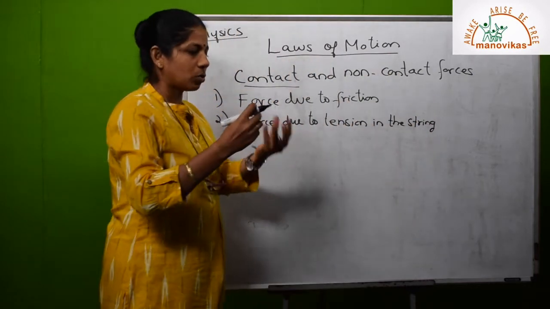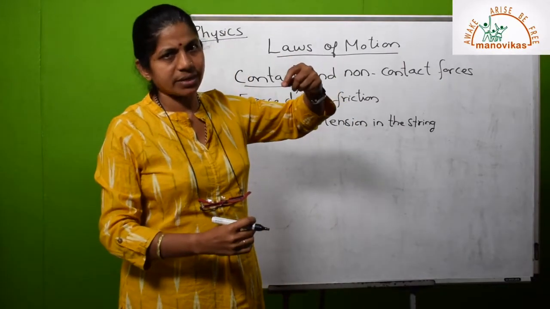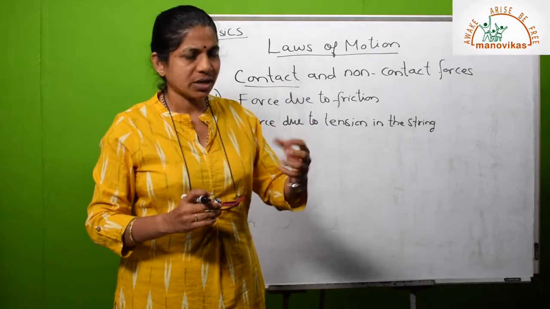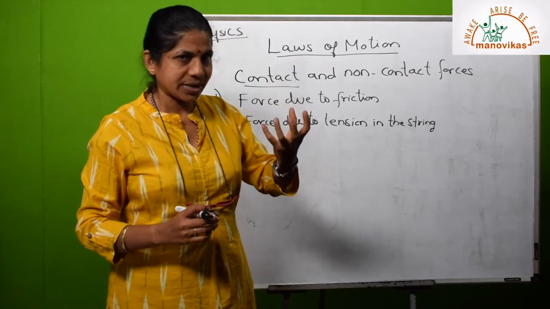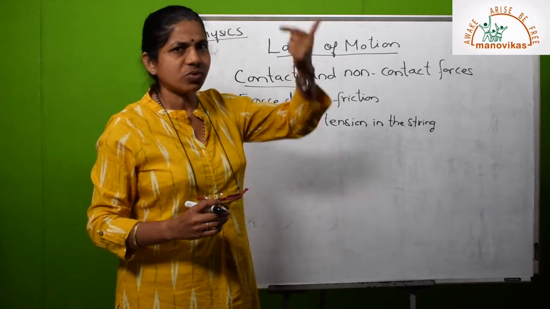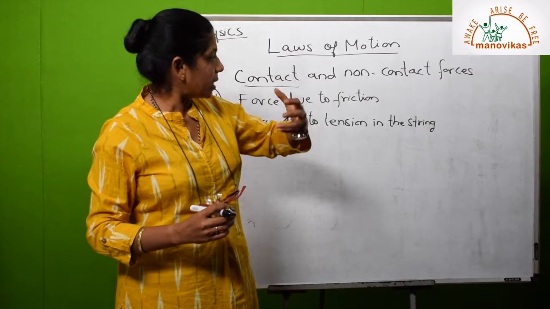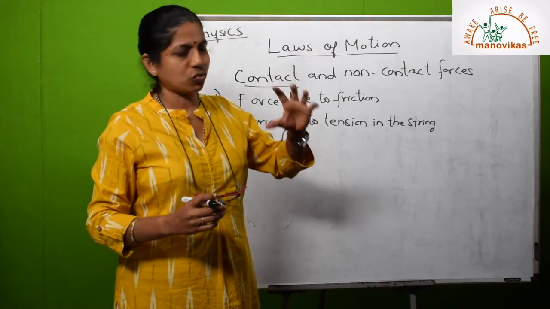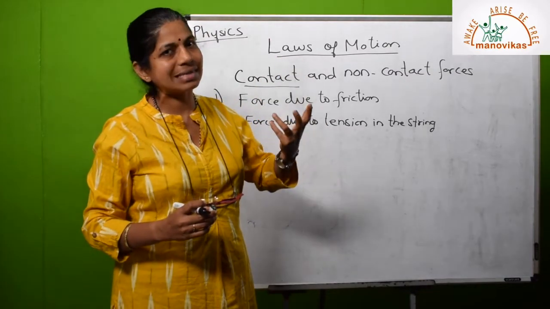Now you have an object which is tied with the help of a string and you just suspend it. The moment you suspend it, you find due to the weight of the object, there will be a downward force acting due to the weight, and in turn, because of the string, there is an upward force which will keep the object in place. Okay, so there is a downward force and there is an upward force.